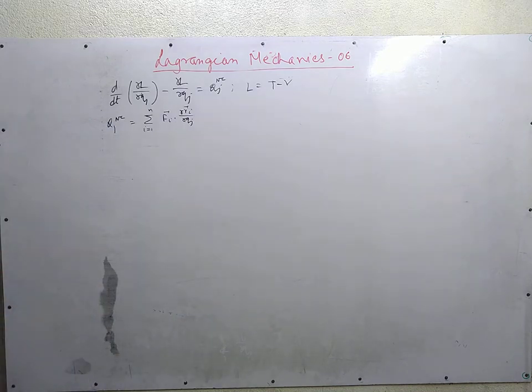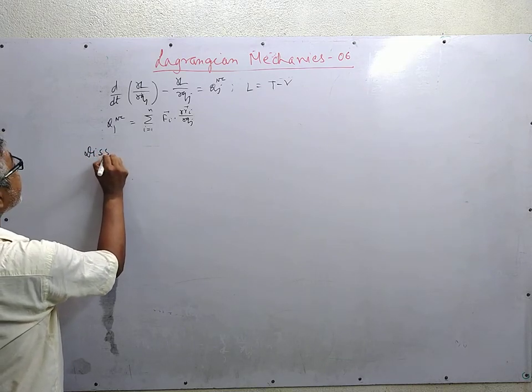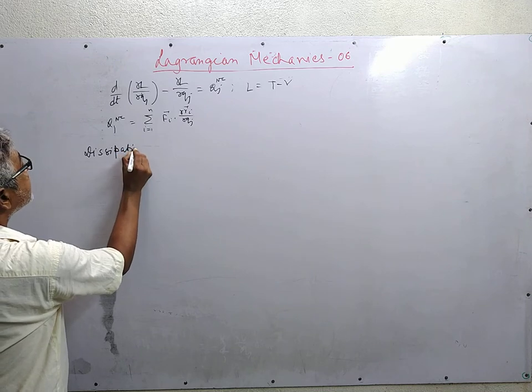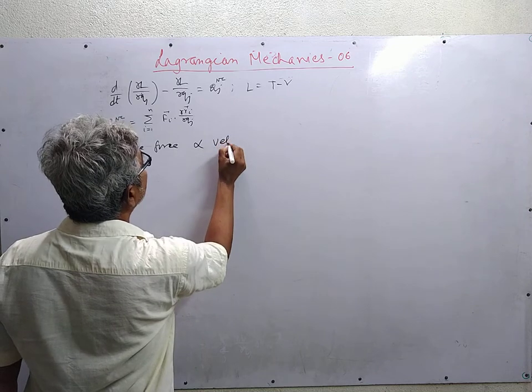Here we consider a special type of non-conservative force, which is the dissipative force or frictional force. For example, consider a particle descending down through the air, and the air offers a resistance. The resistive force that is offered is proportional to velocity. So we consider a dissipative force like a frictional force, which is proportional to velocity.